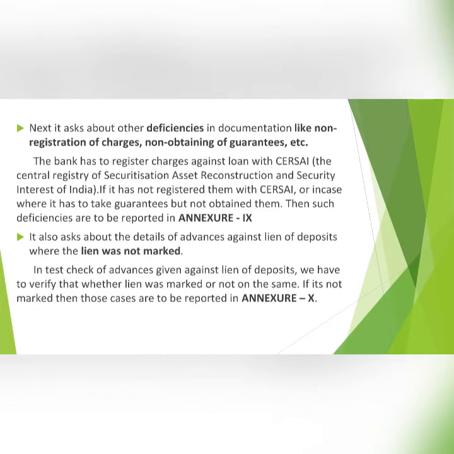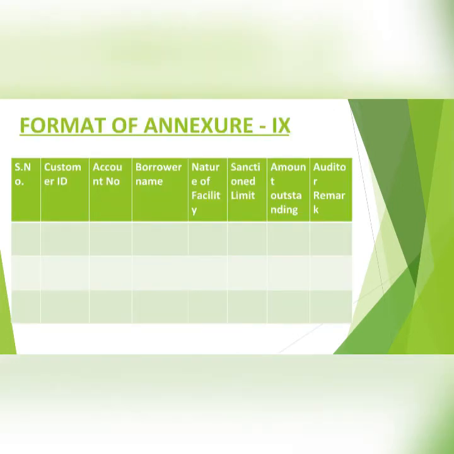In the 3rd clause, it asks the auditors to give details of such advances where loan was given against deposits but the lien on the same was not marked on the deposits. While auditing, if we come across any such advances where the lien is not marked, then the same has to be reported in Annexure 10th of LFAR. This completes point D of advances. Now let's move to point E.